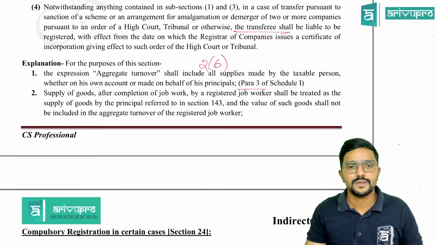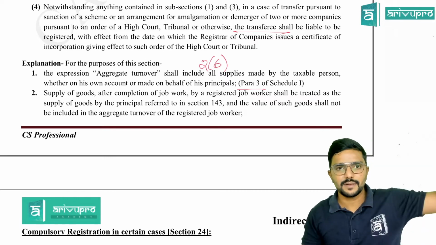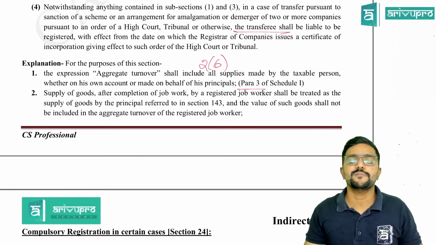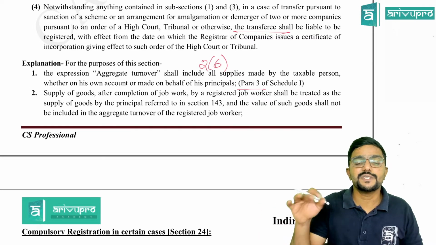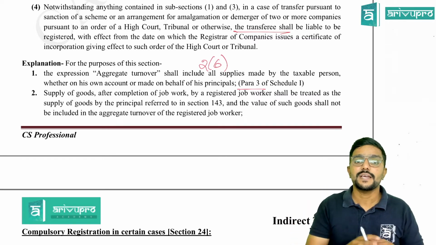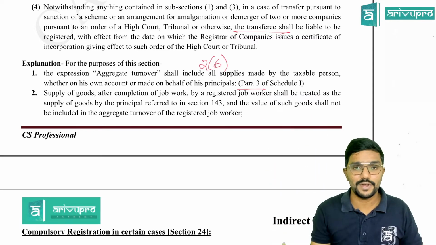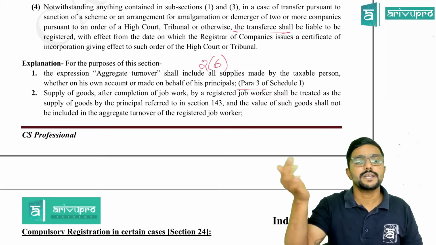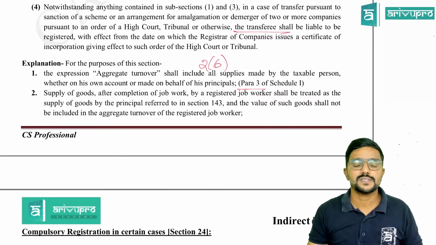Clear? I repeat, if agent is supplying anything on behalf of the principal, normally it will be included in the turnover of principal. But if the agent's name is used in the invoice, or if the invoice is issued in the name of agent, then it is treated as a supply from agent. As per para 3 of schedule 1, even without consideration, it is treated as supply. In that case, it will be included in the turnover of agent, if it is a supply as per para 3.